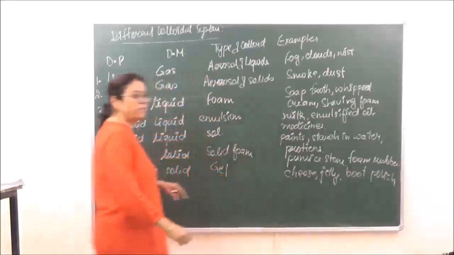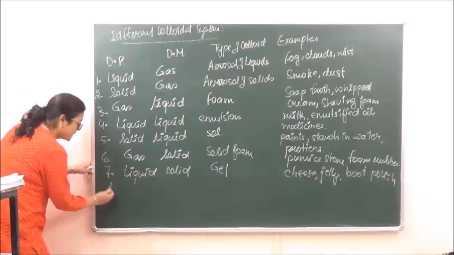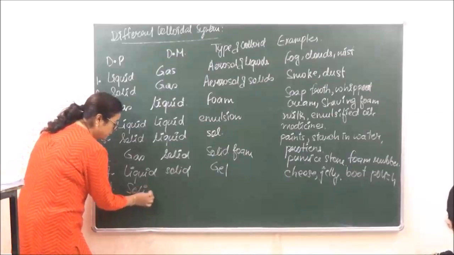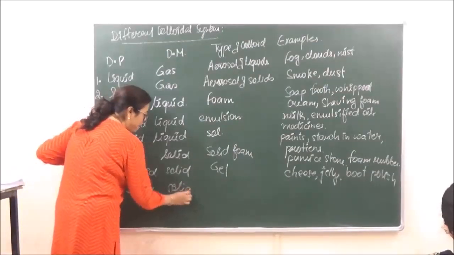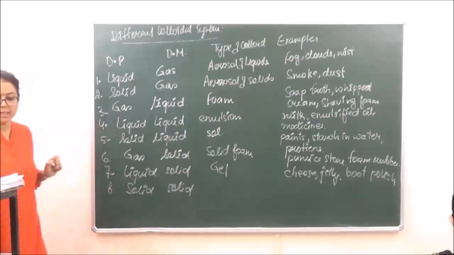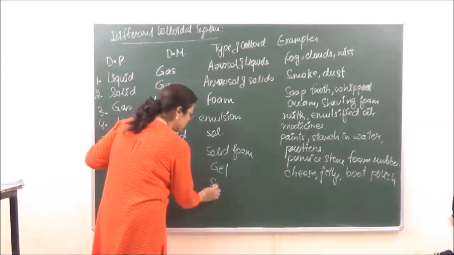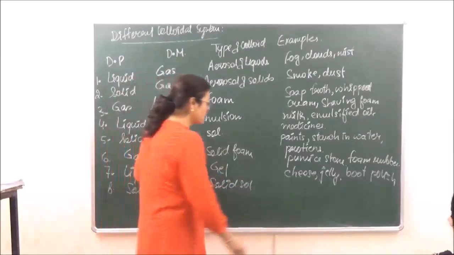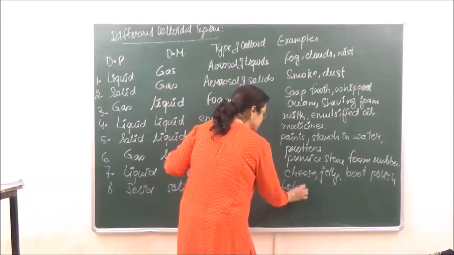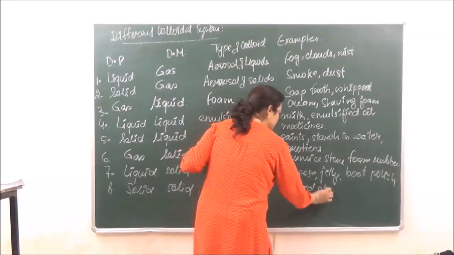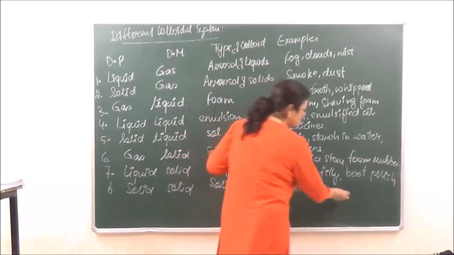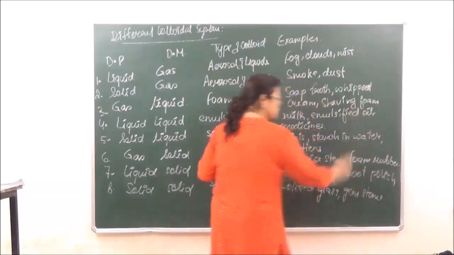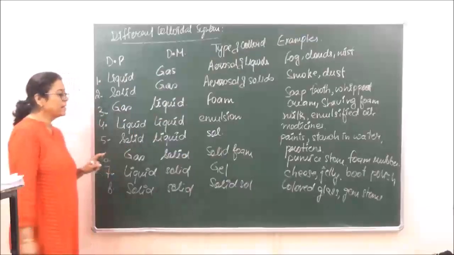Boot polish, etcetera. Okay, then the last one which we have is solid in solid, and that is known as solid sol. Examples of this are colored glass and also the gemstones, the gemstones which we wear. Okay? These are the examples.